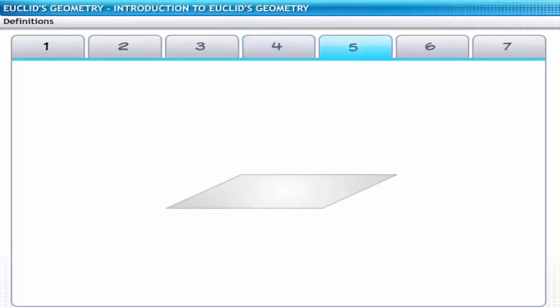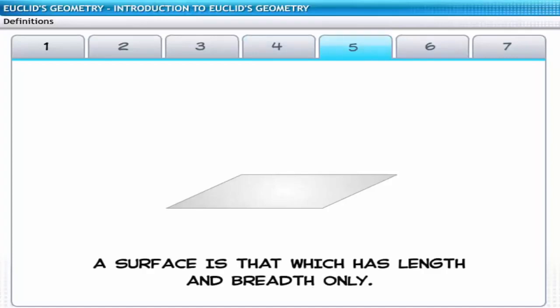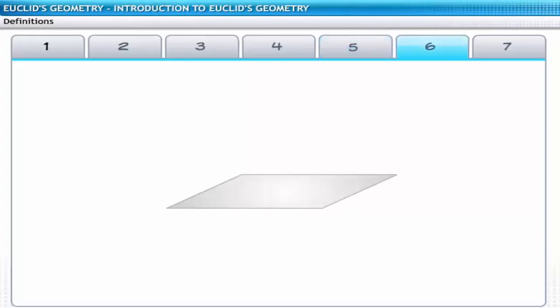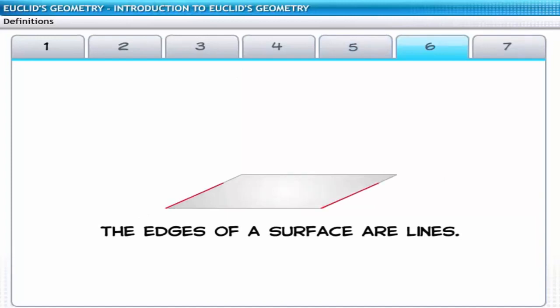The fifth definition states that a surface is that which has length and breadth only. It's clear that the length and breadth account for two dimensions similar to the x and y axis. The sixth definition states that the edges of a surface are lines. This is an extension of the third definition, which says that the ends of a line are points.